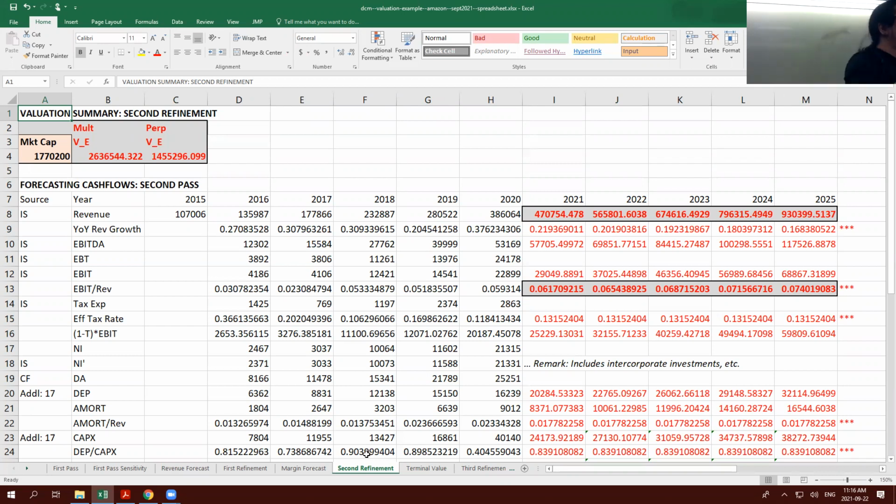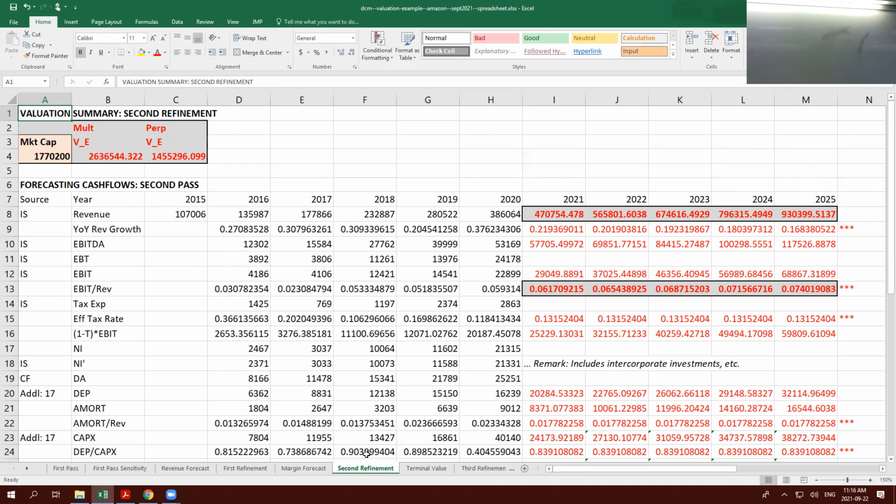But are folks okay with the work I did and the broad strategy of trying to use the data that's available to get a sense of changing margins? For my second refinement, I copy pasted the first refinement and then only changed one thing, the margin numbers. That's it. Because it's a template style, everything else automatically calculates. Sound good? All right.